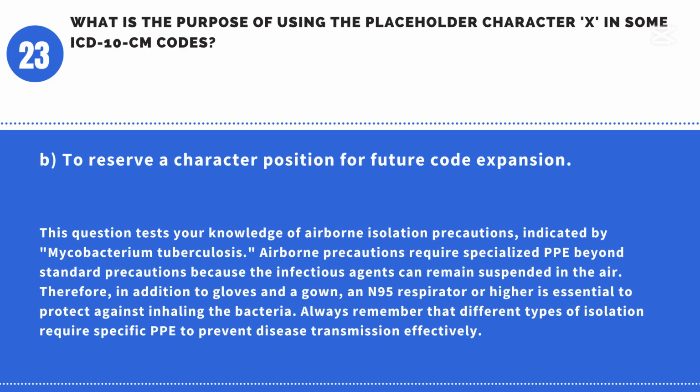Answer: B. To reserve a character position for future code expansion. The placeholder character X is used in ICD-10-CM codes of less than 6 characters that require a 7th character extension. The X fills in the empty character positions so the 7th character can be in the correct spot. For example, if a code is 4 characters long and needs a 7th character, 3 X's would be used in the 5th, 6th, and 7th positions before adding the actual 7th character. This ensures the structural integrity of the code.